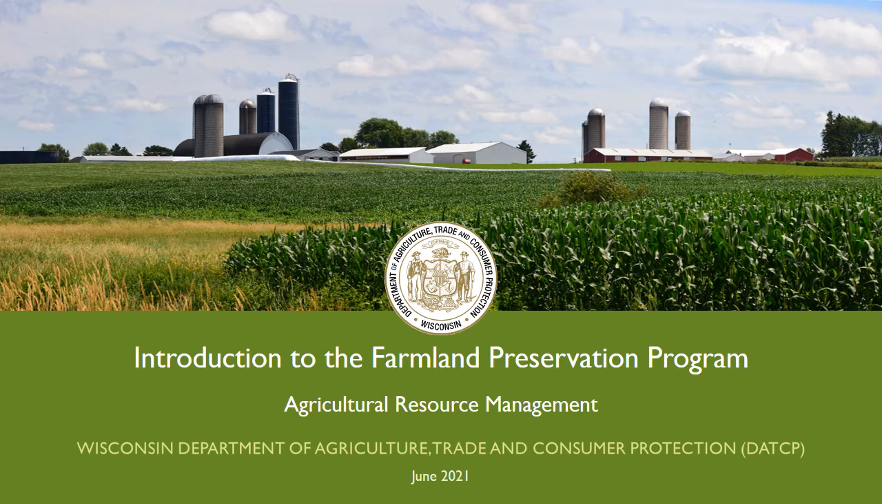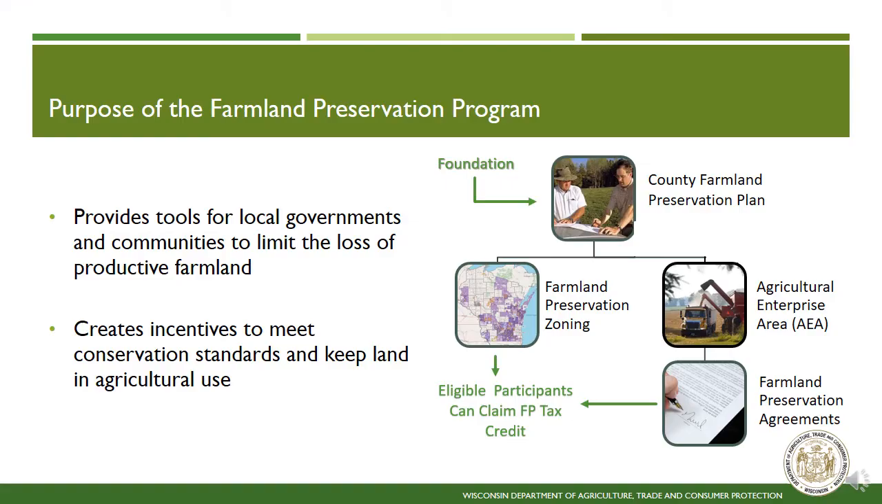Welcome to the Introduction to the Farmland Preservation Program. During this presentation, we will discuss the general program components and how they can be used to achieve local agricultural protection and conservation goals. The Farmland Preservation Program provides tools for local governments and communities to limit the loss of their productive farmland and create a framework to support the agricultural economy. The program also creates incentives through the income tax credit to meet land conservation standards and keep land in agricultural use. By cultivating local commitment to agriculture and conservation through program participation, the Farmland Preservation Program helps support Wisconsin's future in agriculture.